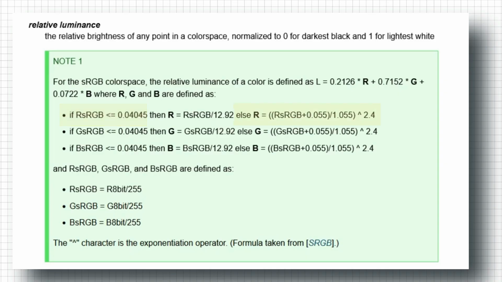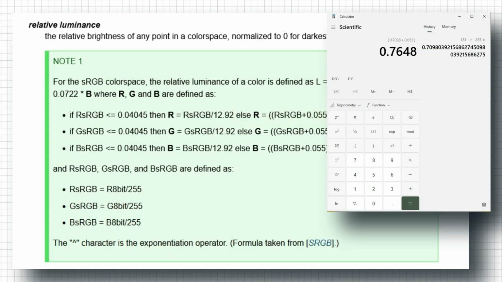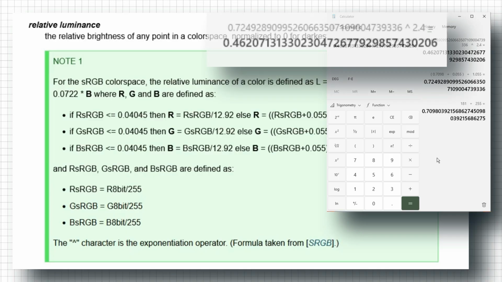It isn't. So we'll go to the else. R equals (RS RGB plus 0.055) divided by 1.055, quantity raised to the 2.4 power. 0.7098 plus 0.055 divided by 1.055 raised to the 2.4 power is, rounded, 0.46207.